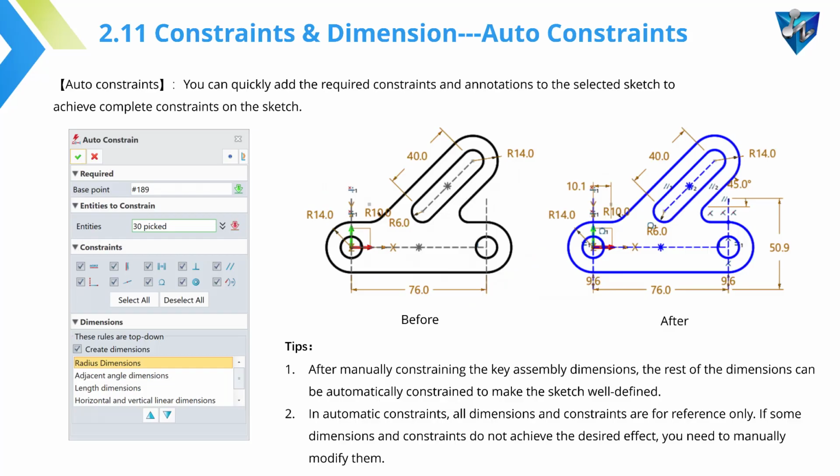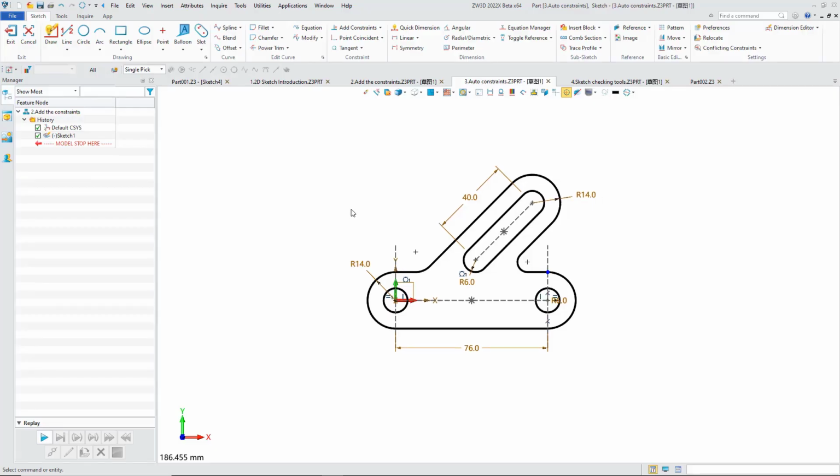Apart from the 2 type constraints I mentioned in the last slide, ZW3D also has a very intelligent and convenient constraint tool. We call it auto constraints. With the auto constraints, you can quickly add the required constraints and annotations to the selected sketch and achieve the complete constraint on the sketch. Let me take an example to show you how to use the auto constraints.